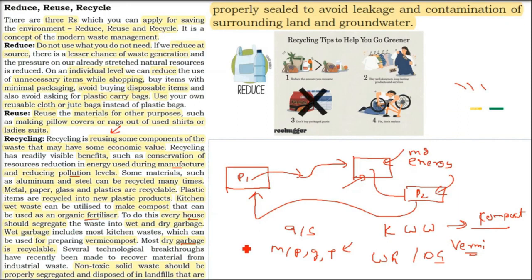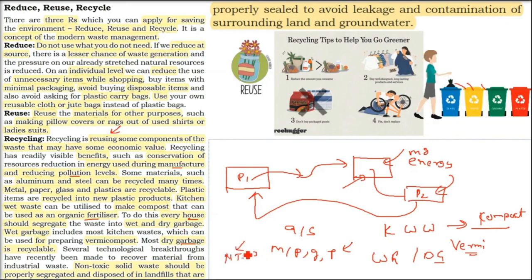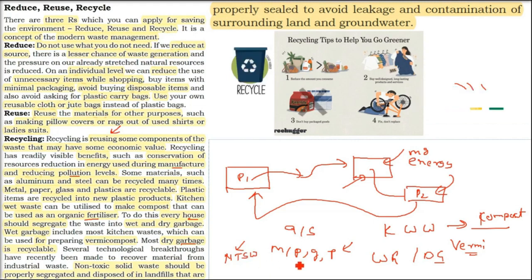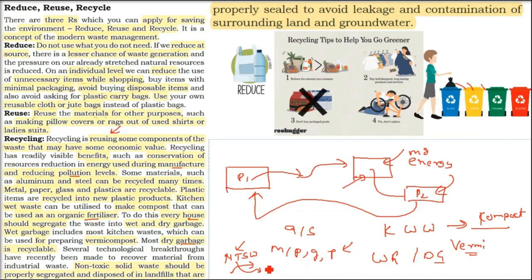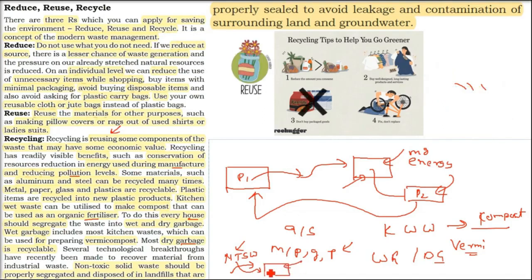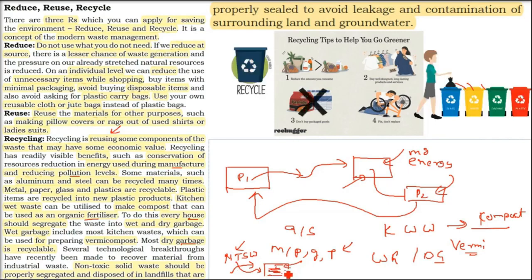And the dry garbage, you can either reuse it or recycle it, you put it for recycle. So the non-toxic solid waste should be properly segregated and disposed of in landfills, because if you are putting it somewhere which has leakage or that can create contamination, it will finally go to land and groundwater, and that will again come to you, right?